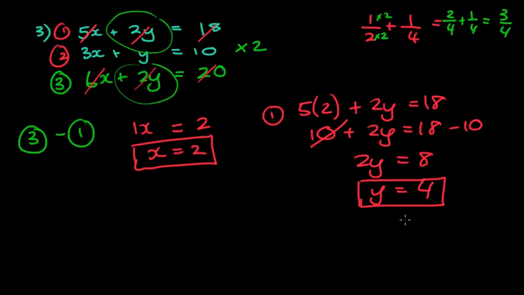You could test it if you wanted to put them back in. For example, let's try substituting both of them back into the second one. 3 times 2 is 6. y is 4. 6 plus 4 equals 10. Look, it works out, so it means we've done it correctly. Okay, we've got 2 more questions I want to look at.